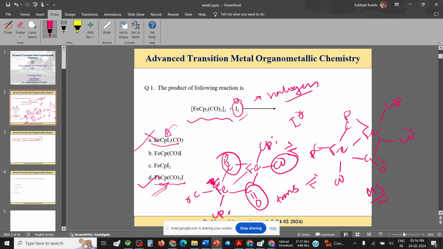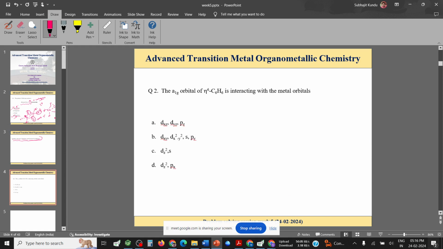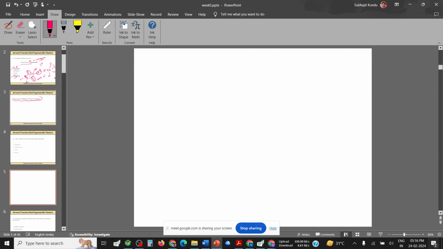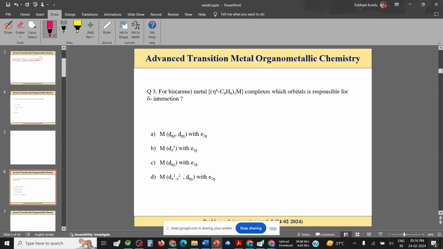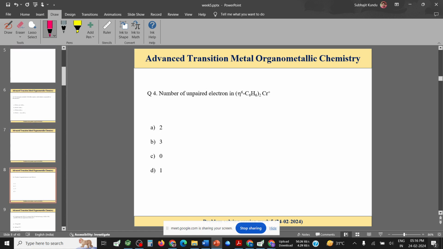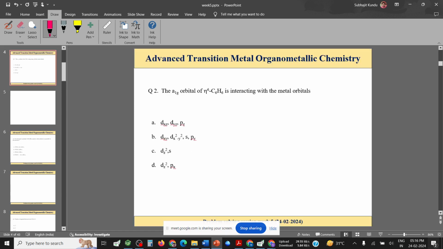The next few questions are about the molecular orbital diagram and the bonding interaction of the eta 6 C6H6, that is arene metal complexes. This is the second question. The third question is also an orbital diagram question, from the molecular orbital diagram and interaction of eta 6 bis-arene metal complexes. So to discuss these three questions, first we need to understand the molecular orbital diagram.